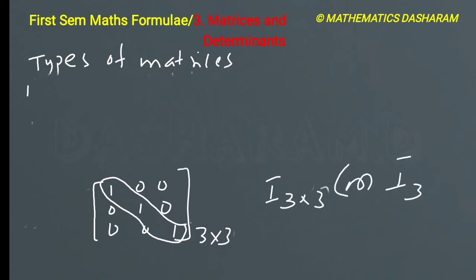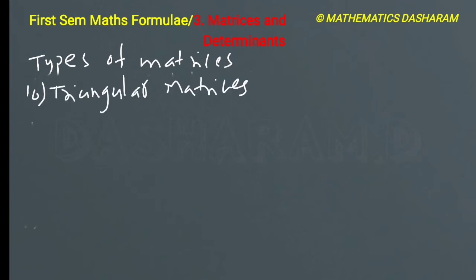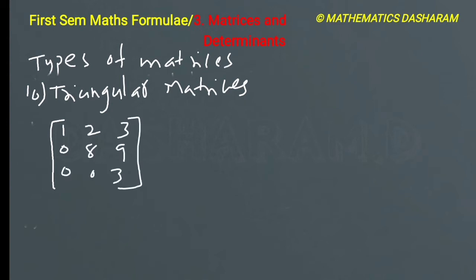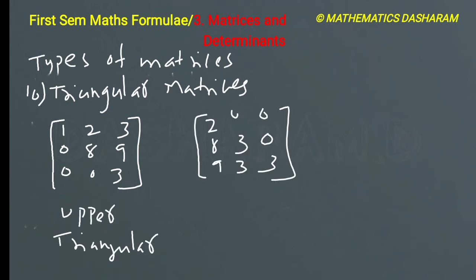Next, tenth one is triangular matrices. Triangular matrices are of two types. In a square matrix, if all elements below the principal diagonal are equal to 0, it is called an upper triangular matrix. If the elements above the principal diagonal are equal to 0, it is called a lower triangular matrix. So below elements are 0, upper triangular matrix. Above elements are zeros, lower triangular matrix.